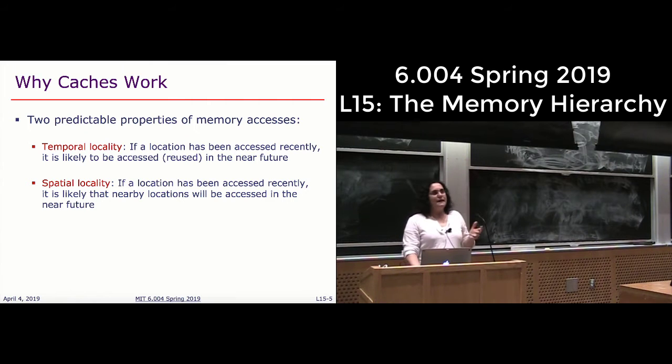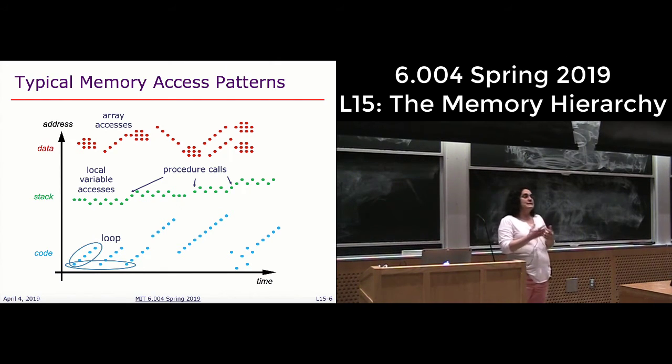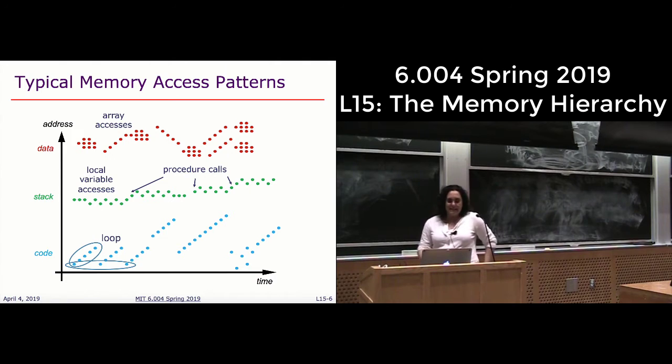All right, so let's see how these properties actually help our caches. If we look at the different types of memory access patterns that we have, we've talked about accessing instructions from memory, we've talked about accessing data from memory, and we've also talked about using the stack for temporary storage of things that don't necessarily fit into our registers. So let's take a look at some usage patterns of those three different types of accesses.